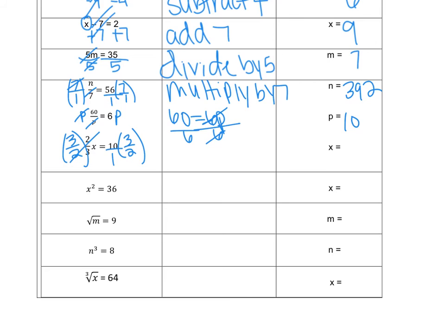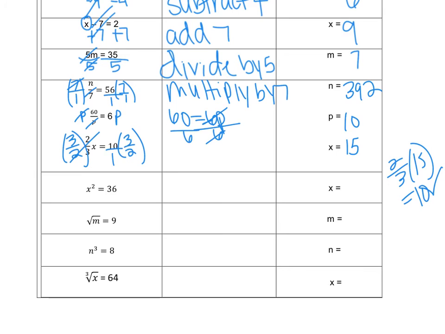So I'd be left with 1x equals 10 times 3/2. So multiply straight across, you'd have 10 times 3, which is 30, divided by 2. And 30 divided by 2 is 15. Okay, and then check your answer. Make sure that 2/3 of 15 is 10. And it is, so you know you did it correctly.